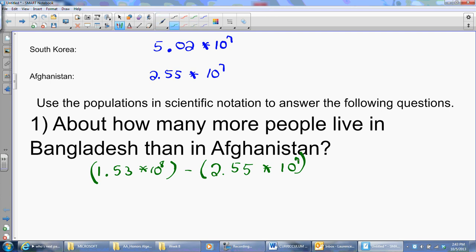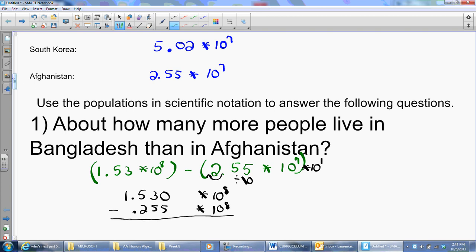All right, well, I need to make a match, right? I need the 7 to turn into an 8, so I'm going to multiply by 10. And that means I'll divide by 10 here, and then this will move it over. So I'm going to have 153 hundredths times 10 to the 8th, and I'll subtract, always lining up my decimal points. Gonna need a 0 for a placeholder. And I'm ready to subtract.